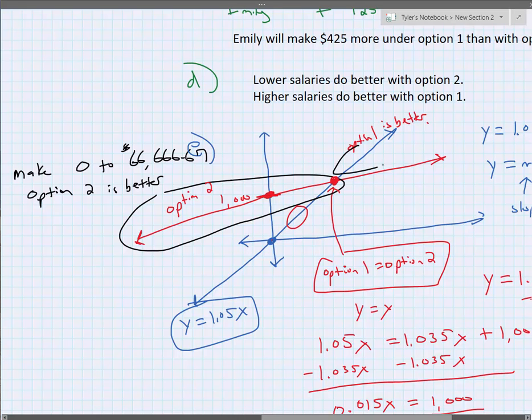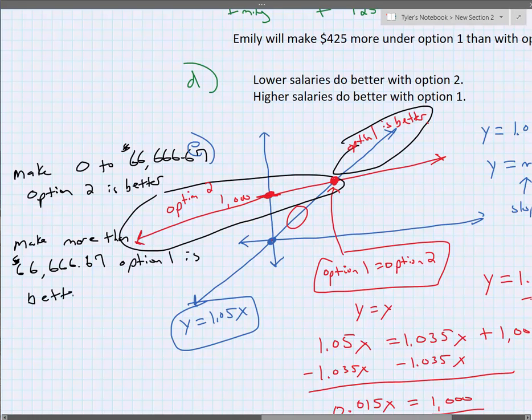Now, after we switch, we want to see, well, what option's better? Well, that's option 1. So if you make more than $66,666.67, then option 1 is better. So option 1 is better for salaries higher than $66,666.67, and option 2 is better for salaries less than that amount. We would benefit more.